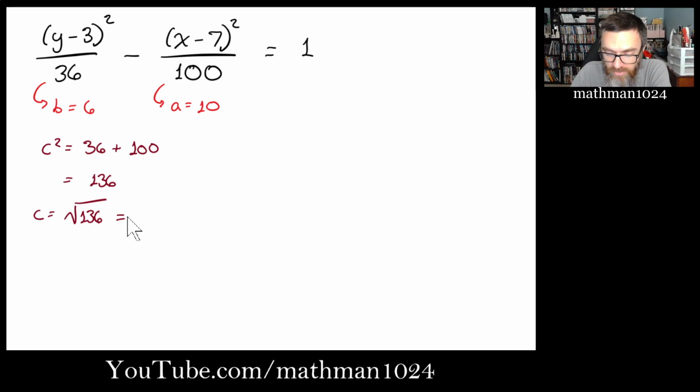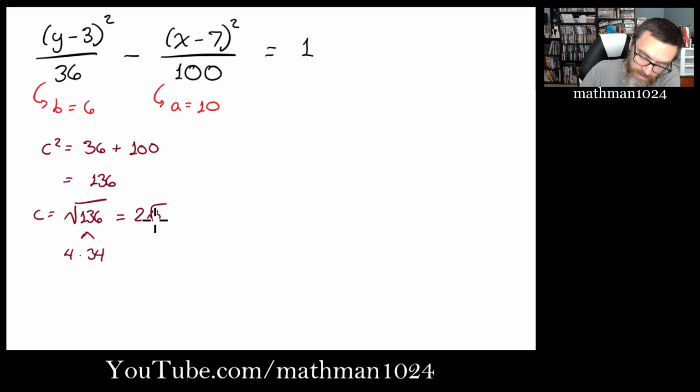Let's see, how does that reduce? So I believe that reduces to, well, let's think about this. So this breaks down as 4 times 25 and 34. So we have 2 square roots of 34 is our C value.